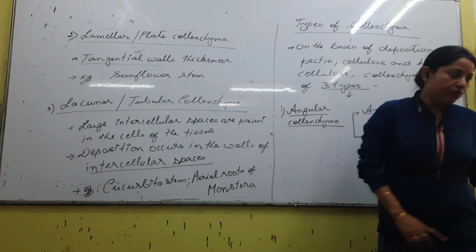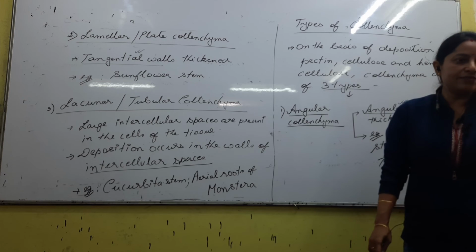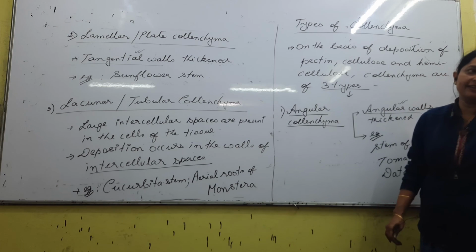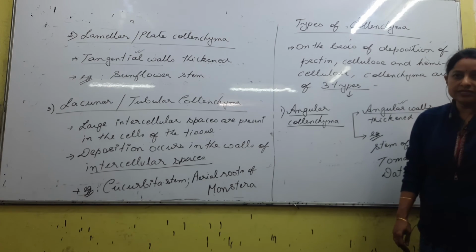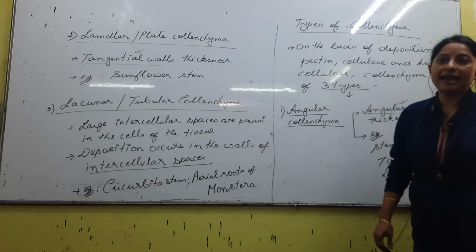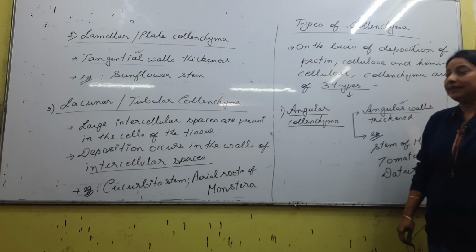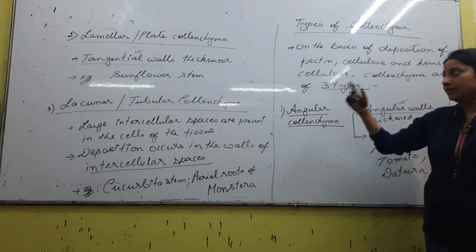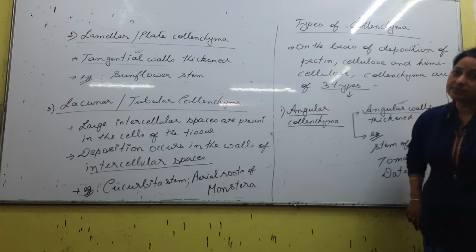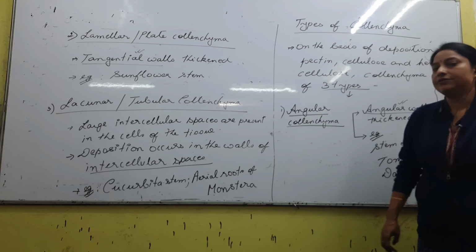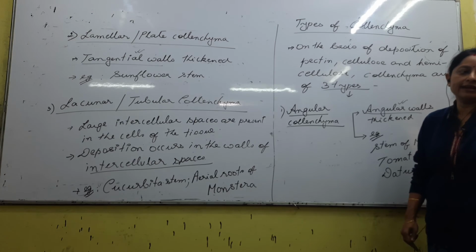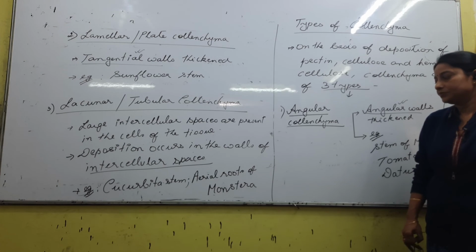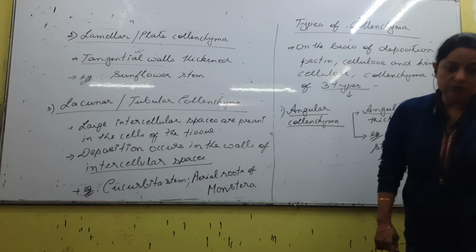So talking about deposition, the first point is lignin deposition, pectin deposition. Deposition kot hoise, accordingly they are of three types: angular, tangential by lamellar, and if it is in the intercellular spaces it is called lacunar or lacunate collenchyma. So this is all about collenchyma.